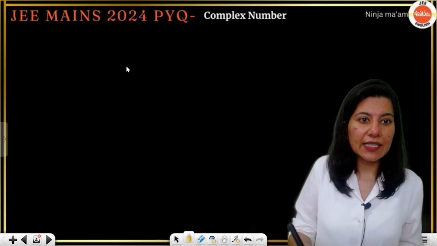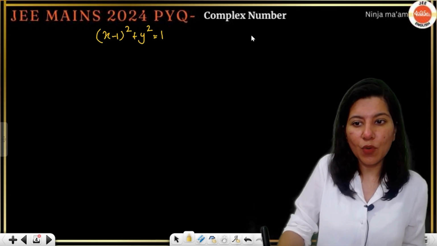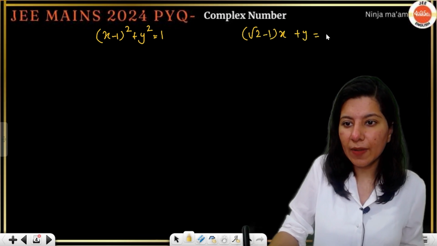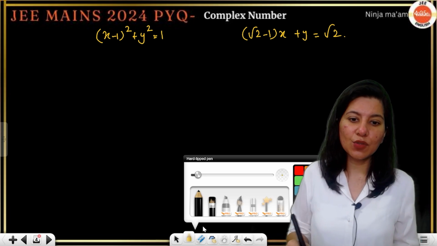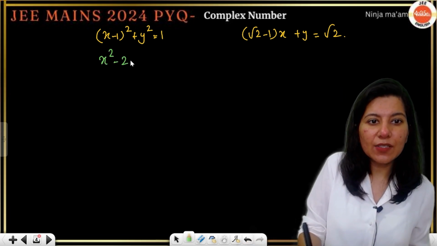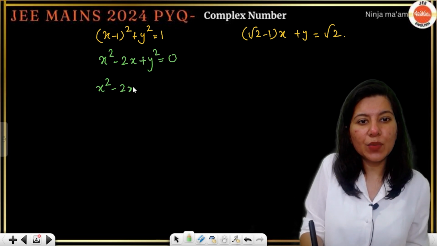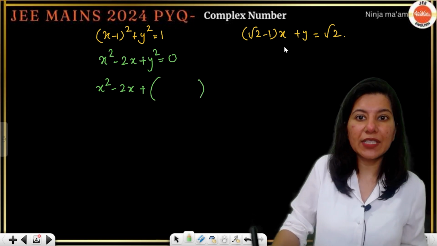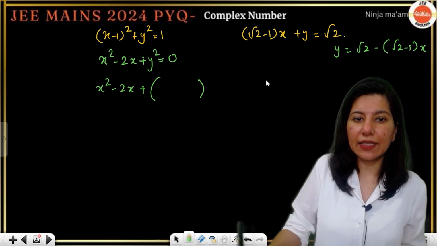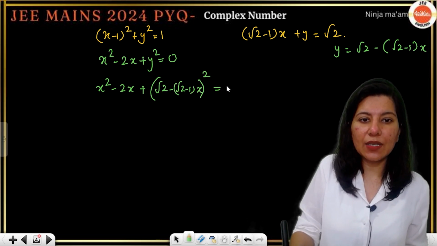So let's do that. The circle we have already figured out. This is your circle, and the line also we have already figured out: root 2 minus 1 x plus y equals root 2. Correct? So solve it out. You will get the answer. Now if I open this, x square minus 2x, 1 getting cancelled out, plus y square equals 0. What is y? So y from here will be root 2 minus 1 x. Correct? So root 2 minus 1 x square equals 0.